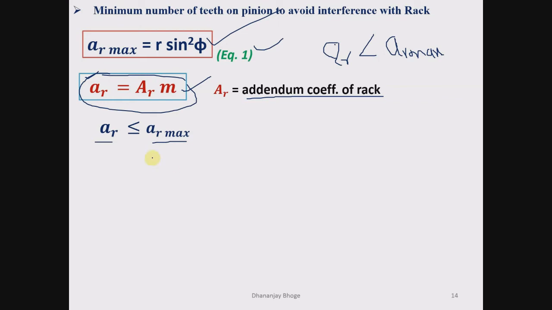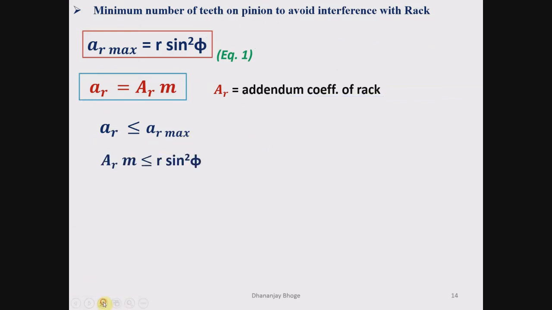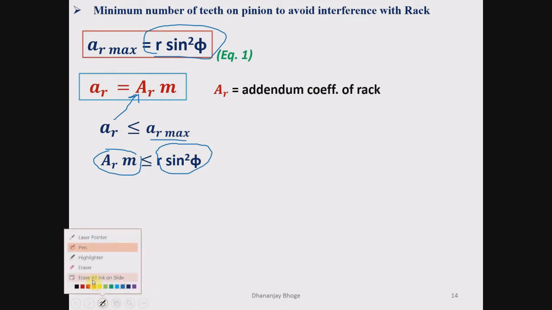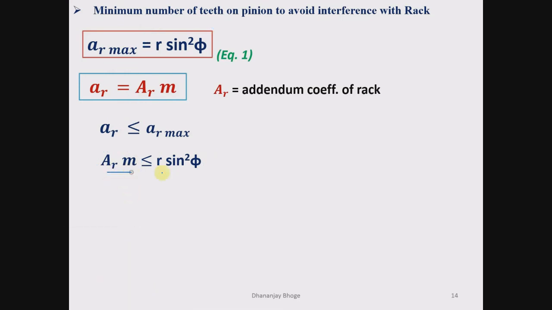In the next step, we will substitute the values of AR and AR max in this equation. What is AR? AR is the addendum coefficient times the module, and AR max is r sine square phi. So I have written here r sine square phi. So to avoid the interference, we get this equation: AR times m must be less than or equal to r sine square phi.